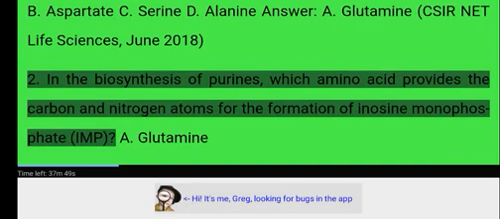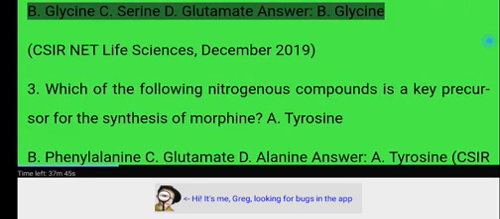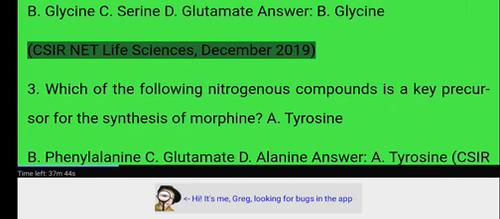2. In the biosynthesis of purines, which amino acid provides the carbon and nitrogen atoms for the formation of inosine monophosphate, IMP? A. Glutamine. B. Glycine. C. Serine. D. Glutamate. Answer: B, glycine. CSIR NET Life Sciences, December 2019.